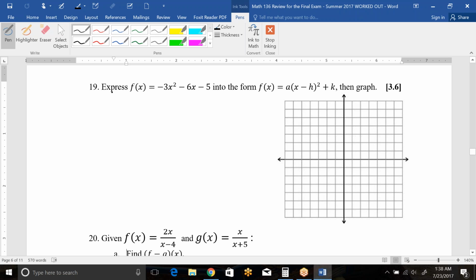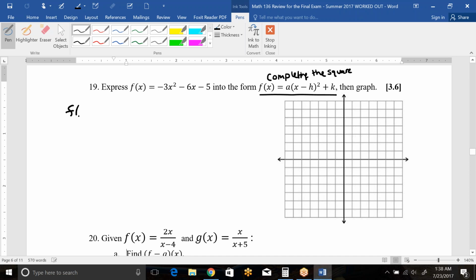It says express f of x equals negative 3x squared minus 6x minus 5 into the form f of x equals a times (x minus h) squared plus k, and then graph. So we're trying to put it in vertex form, which has to be done by completing the square. And then once we have that, we should be able to get enough information to graph the parabola.